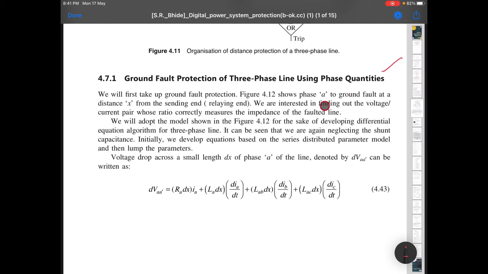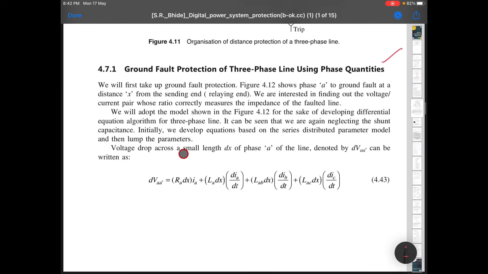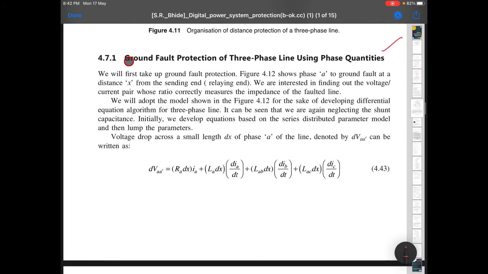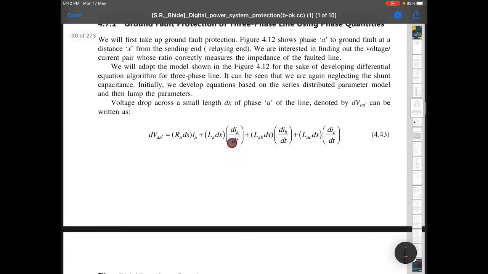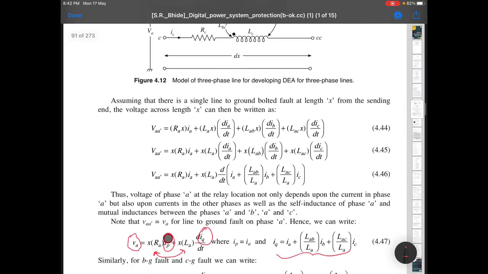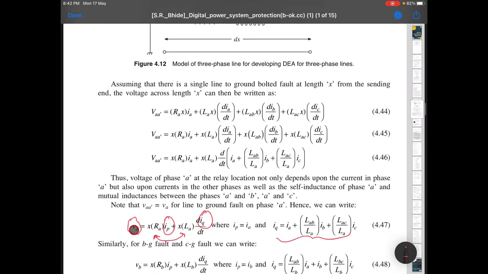There were four topics under this application of the differential equation algorithm. Now we will see the last two of them. We'll just revise what we had seen. We had derived an equation, VA is equal to x into RA IP plus x into LA diq by dt. The similar equation we'll try to derive now for phase fault. So this was for ground fault.